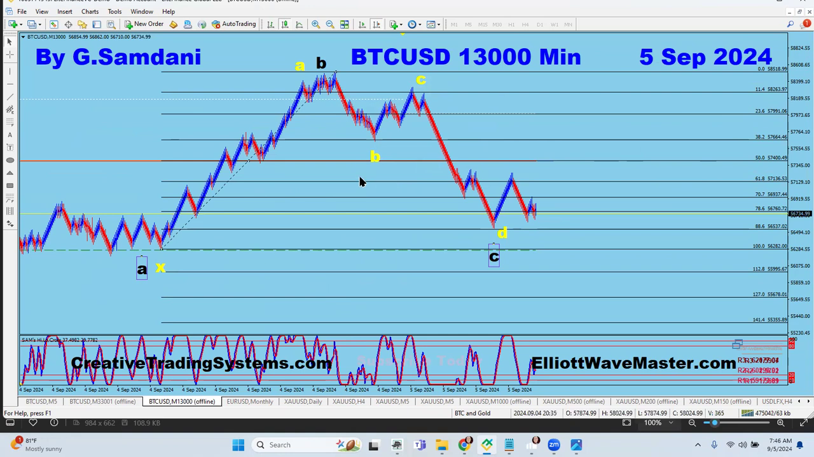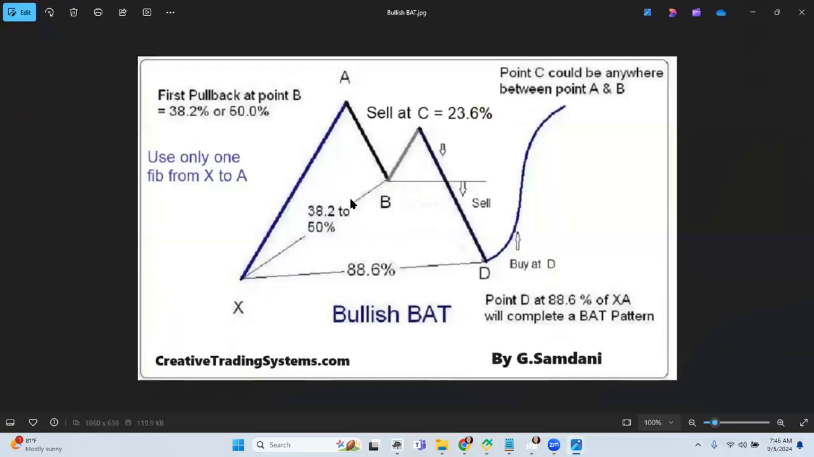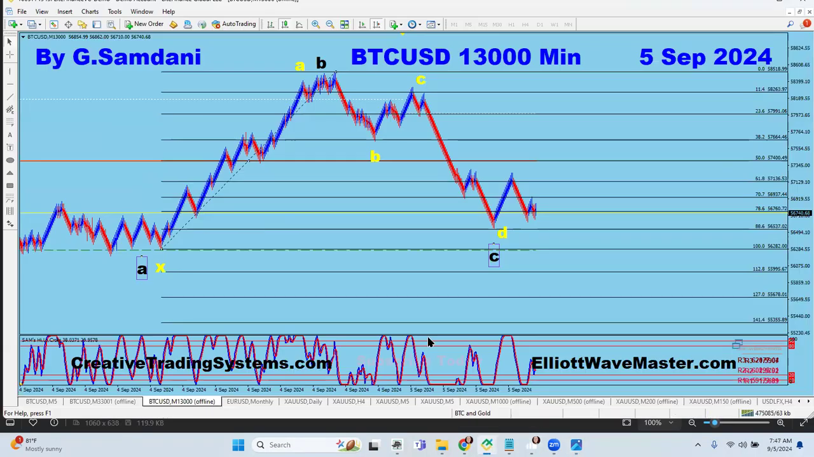So what the heck is that? 38, C, and then 88. From 38 to 88, basically. This is what this pattern is all about. See that? XAB could be anywhere between 38 to 50. So our pattern is at 38. Then C and then D should be around 88. So it is at 88, and it should be bouncing from there. So that is what is cooking here.